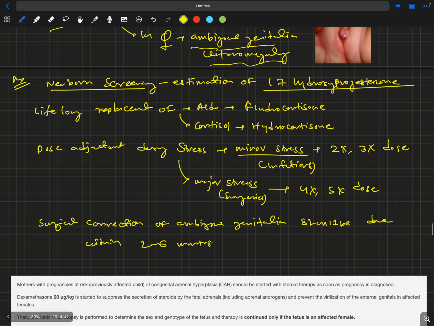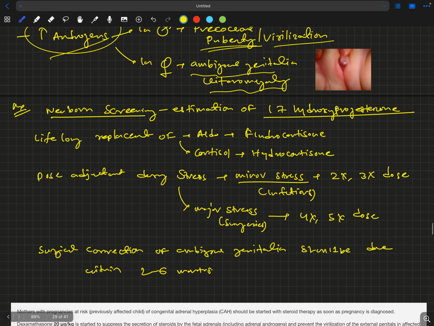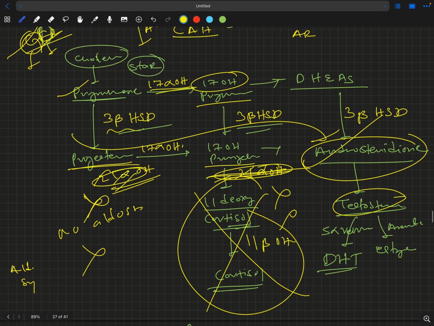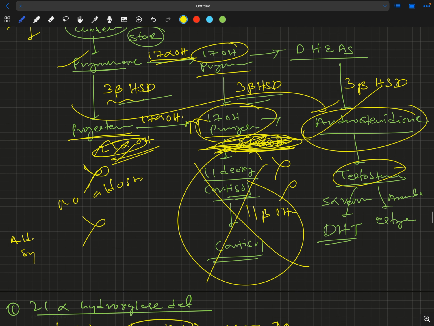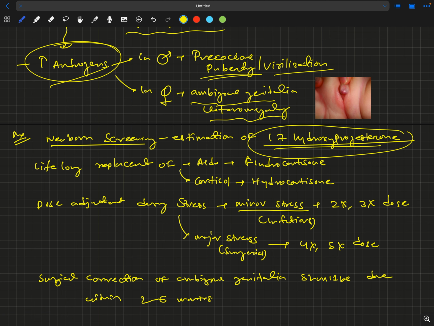So how will we screen it? Newborn screening is estimation of 17 hydroxyprogesterone, because this 17 hydroxyprogesterone comes before the 21 alpha hydroxylase. If the 21 alpha hydroxylase is deficient, the level of 17 hydroxyprogesterone will increase. So we use it for newborn screening. 17 hydroxyprogesterone levels are increased.